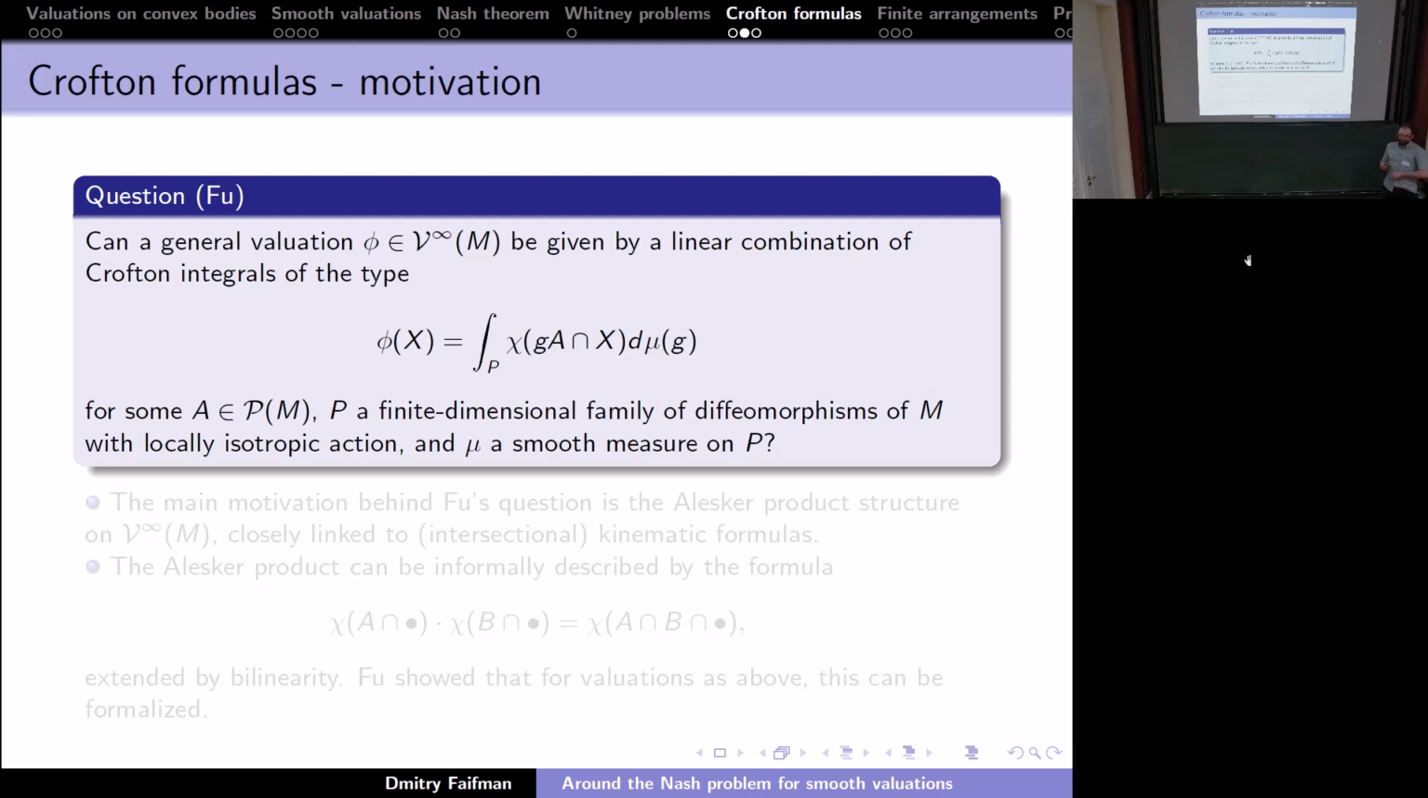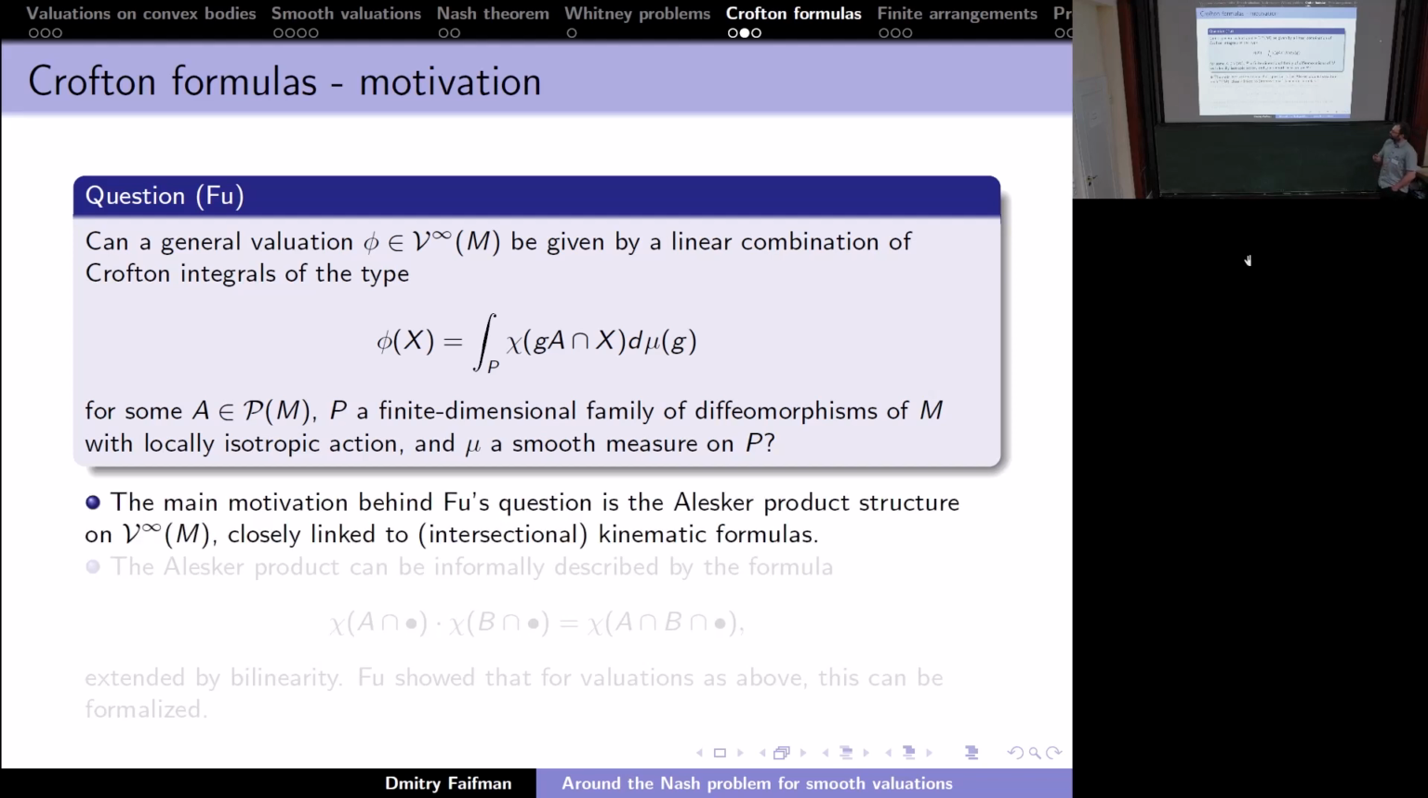So on a smooth manifold, ideally you would have some nice family of submanifolds. So one particularly fantasizes about one manifold A, which is carried around by a smooth family of diffeomorphisms, and there will be some measure for this family of diffeomorphisms, such that any valuation can be written in such a way.